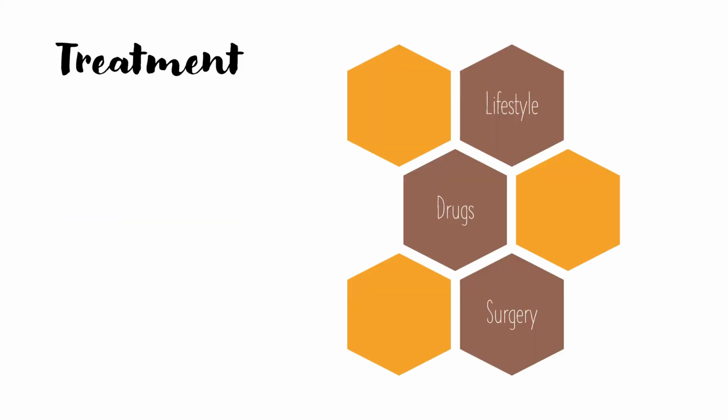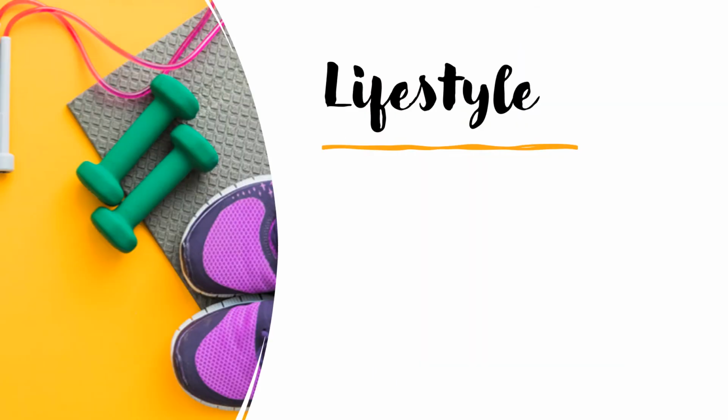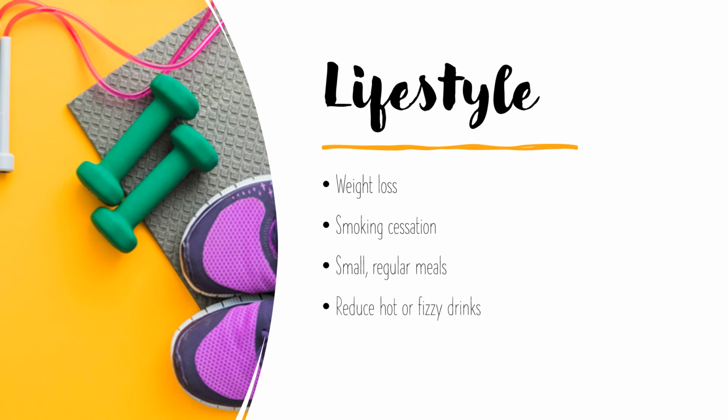What can we do for these patients? Well, typically, treatment is a combination of drugs and lifestyle changes, but surgery may be needed in those really tough cases. Let's explore what the patients can do to help themselves. Firstly, losing weight can help these symptoms, as can stopping smoking. It might be beneficial to have smaller, more regular meals and reduce hot or fizzy drinks. You need to limit alcohol consumption, and they should avoid foods like citrus fruits, tomatoes, onions, and chocolate.